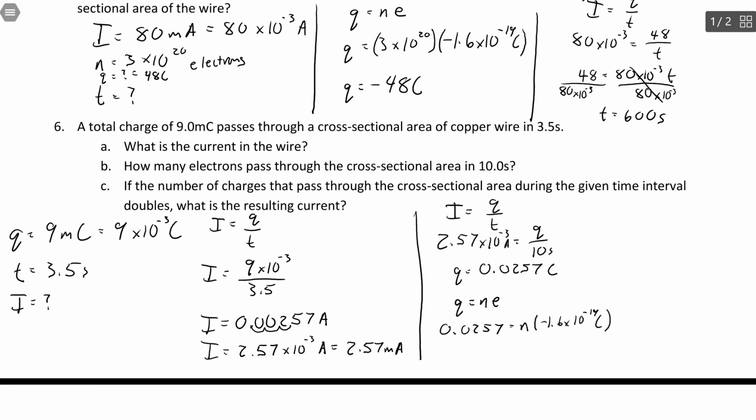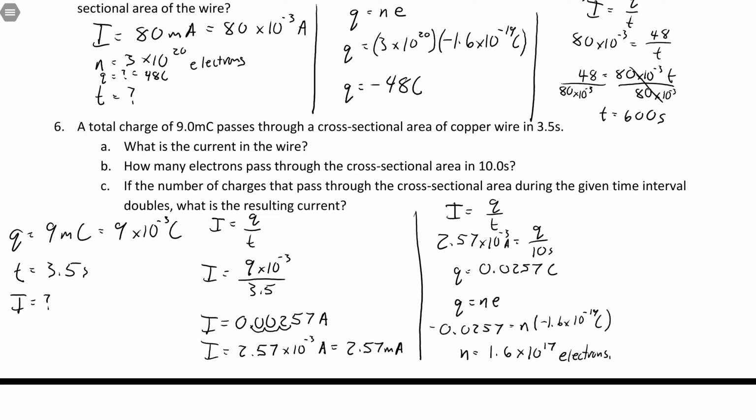And yes, they're electrons, so we'll make both of them negative, and we'll get a number of electrons by dividing. 0.0257 divided by E. And you get 1.6 times 10 to the 17 electrons.